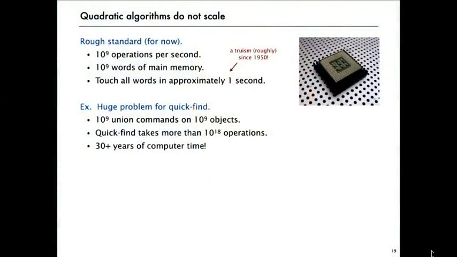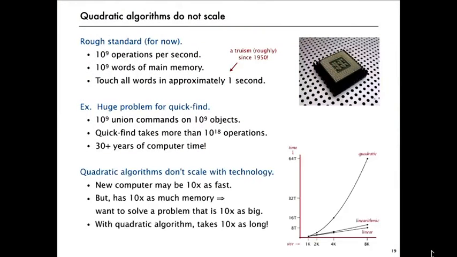Now, what that means is that with that huge memory, we can address huge problems. So we could have billions of objects and hope to do billions of union commands on them. But the problem with that quick find algorithm is that that would take 10 to the 18th operations, or say array accesses or touching memory. And if you do the math, that works out to 30-some years of computer time. Obviously, not practical to address such a problem on today's computer.